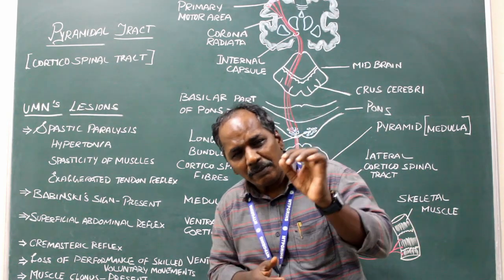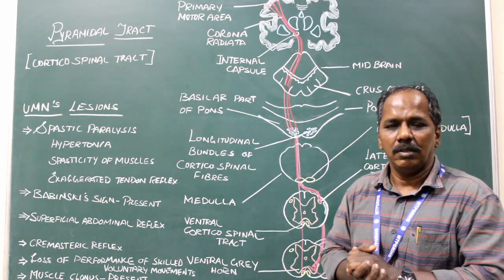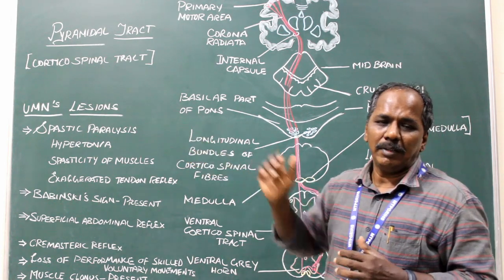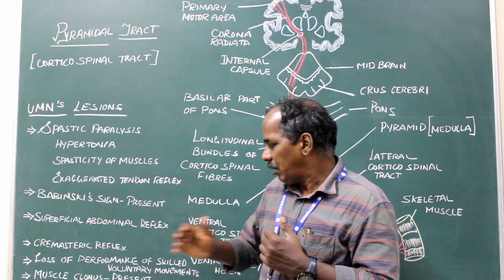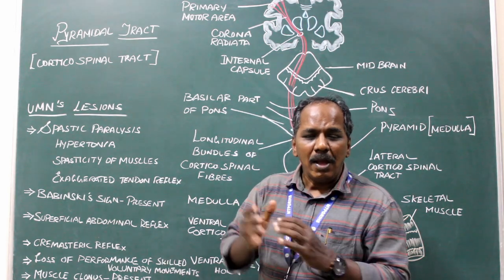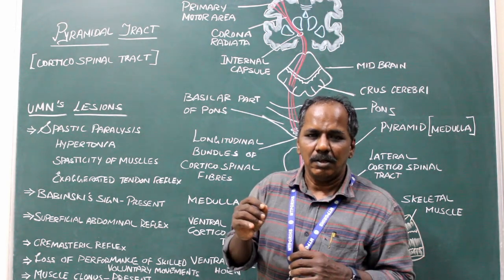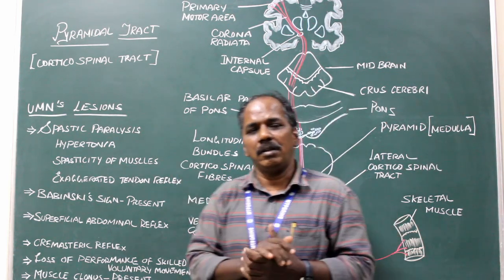Performance of fine skilled movements is lost in upper motor neuron lesions. Muscle clonus is present, that is, uncontrolled rhythmic movement is present in upper motor neuron lesions.